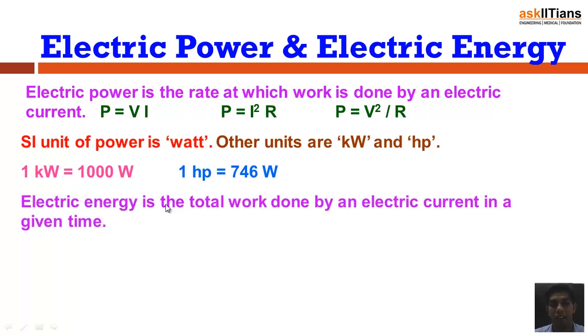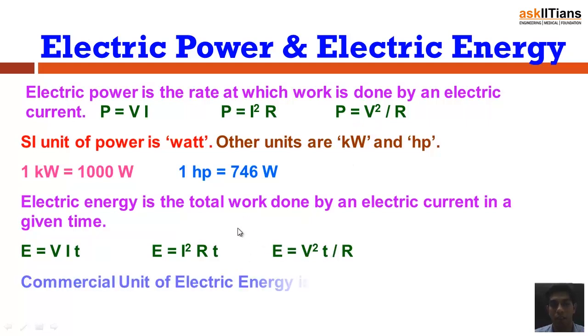Now electric energy. Electric energy is the total work done by an electric current in a given time. So we have three different expressions for power. If we introduce the factor of time to power, we will get the total energy consumed. So E is equal to VIT, simply P into T. Again E is equal to I square RT. P is equal to V square by R, so E is equal to V square T by R.